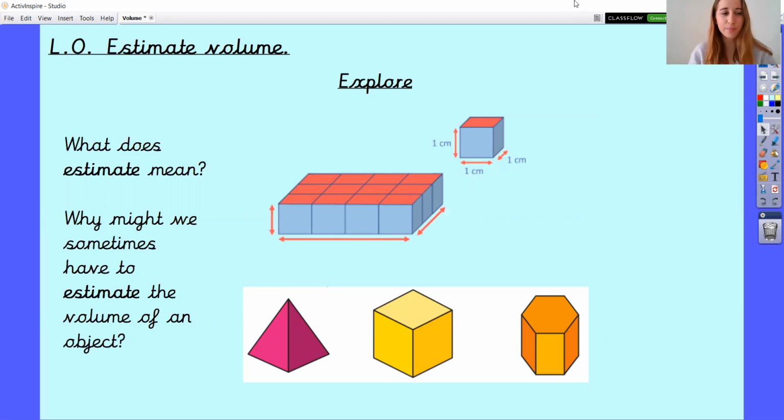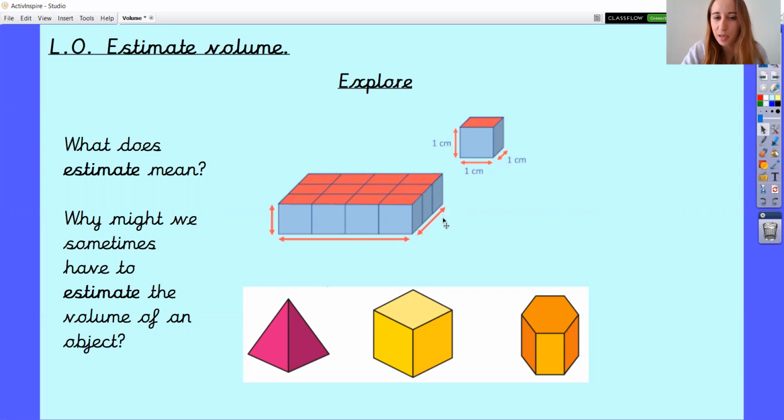So why might we sometimes have to estimate the volume of an object? Yesterday, we were looking at shapes like this, where we had cubes marked out for us. Maybe they were built out of 1 centimeter cubes. And that made it quite easy to work out how much space they took up, because if a cube is 1 centimeter by 1 centimeter by 1 centimeter, we know that's 1 centimeter cubed volume. So then I can just add up all the cubes and that tells me the volume.